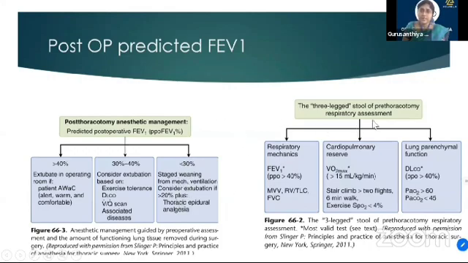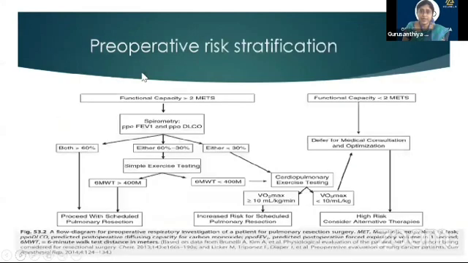As we have seen previously, this is a 3-legged stool for the pre-thoracotomy assessment, which includes respiratory mechanics, cardiopulmonary reserve, and the pulmonary function, which we have seen earlier. So this is from 9th edition Miller. In the preoperative risk stratification, you see the functional capacity and the predicted postoperative FEV1. If it is more than 60, then there is no issue.